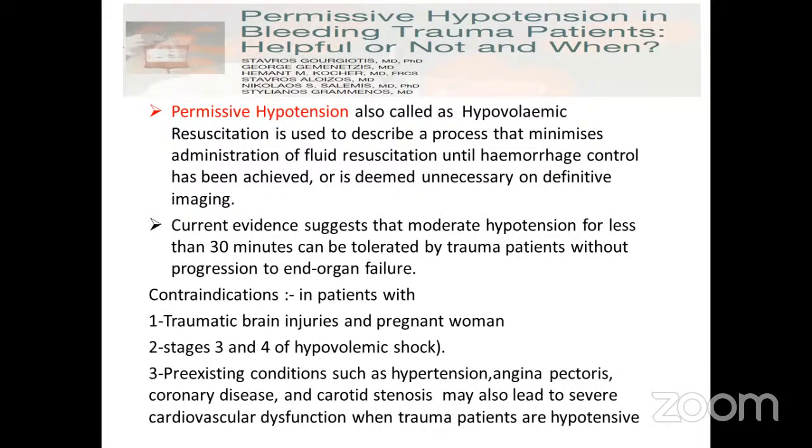Do we go for permissive hypotension in all the patients? Definitely no. There are certain contraindications for permissive hypotension. Those are traumatic brain injury patients, pregnant females, and stage 3 and stage 4 grading of hypovolemic shock. And pre-existing conditions like hypertension, angina, coronary disease, carotid stenosis, and severe cardiovascular dysfunction.